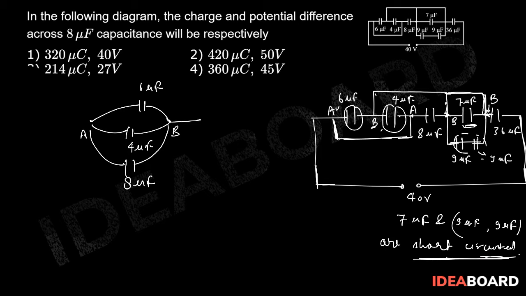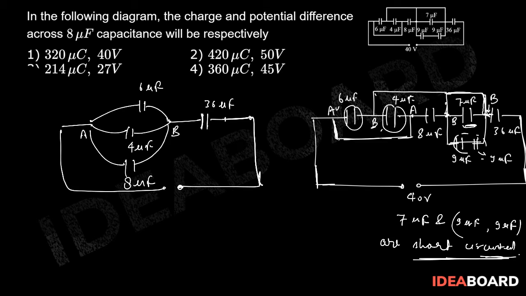That means if you go ahead, you will get a capacitor of 36 microfarad, and you will get this point B, and then this supply of 40 volts, correct? So this is the simplified circuit diagram. This is highly important. Now what will happen?